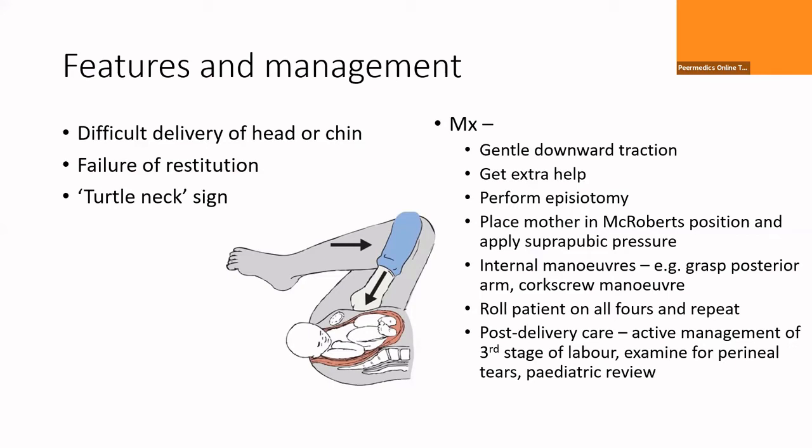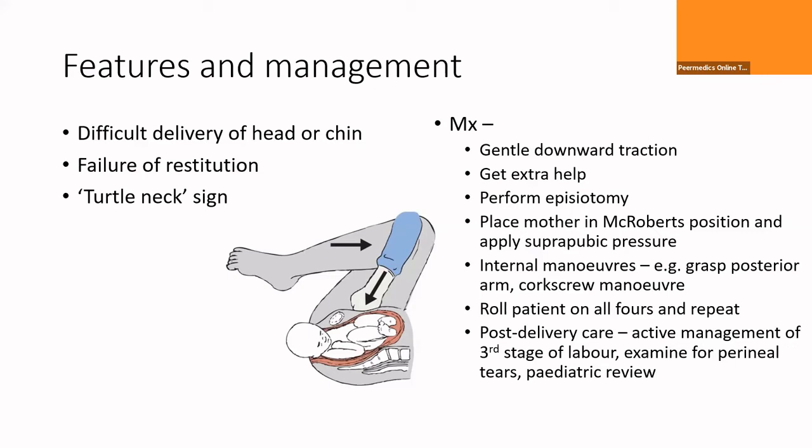Assuming at some point that one of these works, you've then got quite a lot of post-delivery care to do. You're going to actively manage the third stage of labour, that is the delivery of the placenta, because if you struggle to get the anterior shoulder out, there's a higher chance that you might struggle to get the entirety of the placenta out, and you don't want any retained products of conception or difficulties there. Afterwards, make sure that you do a PR exam for any third degree tears or just tears in general, because tears are the most common complication for mothers who are experiencing shoulder dystocia.